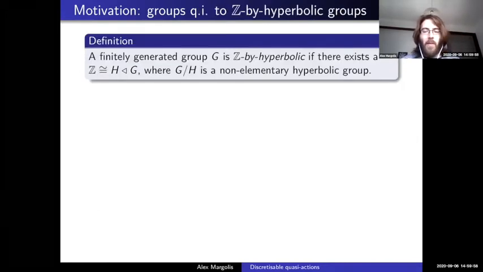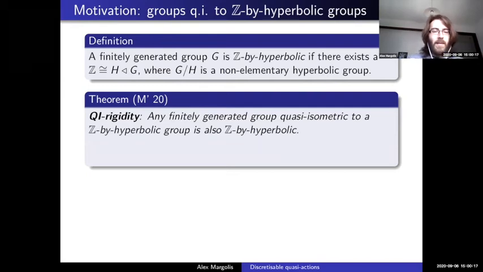So a Z by hyperbolic group is a finitely generated group which has an infinite cyclic normal subgroup such that the quotient is a non-elementary hyperbolic group, i.e. it's a hyperbolic group that's not finite and not virtually Z. And I prove the following theorem. If we have a finitely generated group quasi-isometric to a Z by hyperbolic group, then it's also Z by hyperbolic.